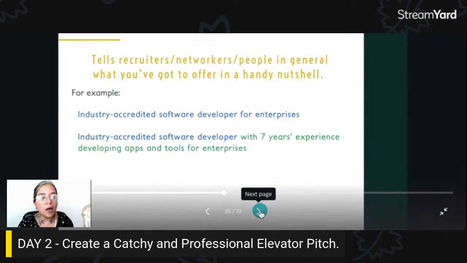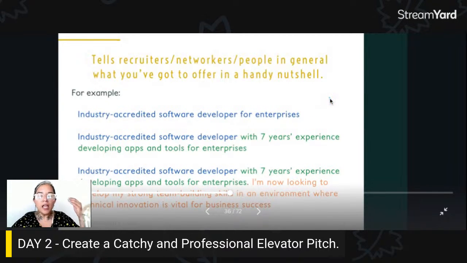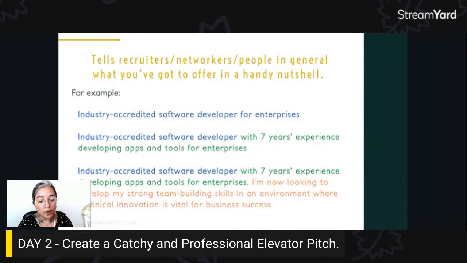And what if we talk about our goals, our intentions, or our purposes? Then we have: industry accredited software developer with 7 years experience developing apps and tools for enterprises. I'm now looking to develop my strong team building skills in an environment where technical innovation is vital for business success. He's looking for a job as a manager, or at least a head of department, you see? Now this is really complete. There's a lot of information here. I'm going to detail the information, but that is the general structure.